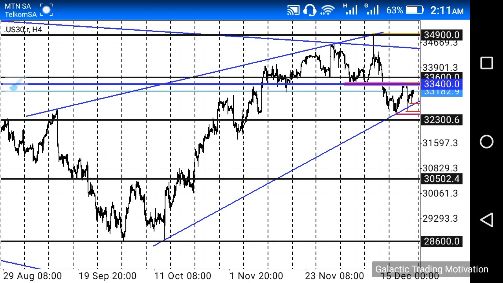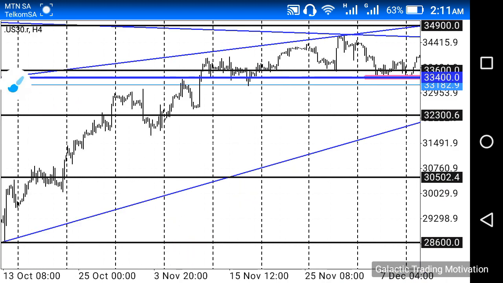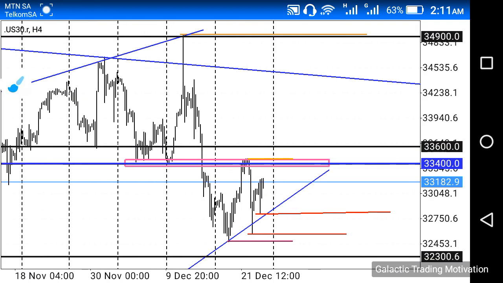And if I can just zoom in a bit, we can see that we had a first touch over here, right? And later on we had a rejection at this point and another rejection at that point as well, and we saw price on the third touch moving further up, right?